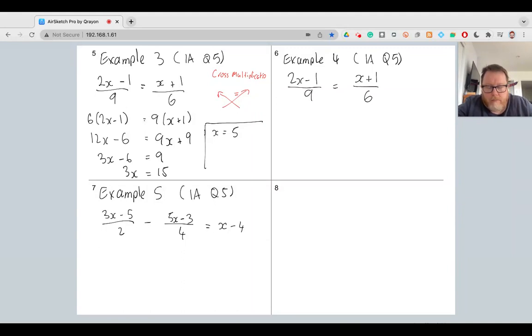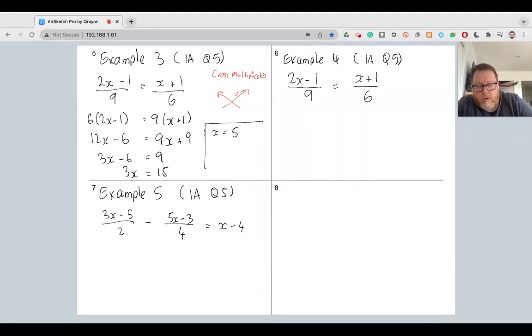Okay, example 4 for the quick of eye might notice that it's exactly the same equation as example 3. But again, a little bit more thinking beforehand will give you a more efficient process. So instead of cross multiplying by 9 and 6, multiply both sides by the lowest common denominator. We've got 9 on the left, we've got 6 on the right. So the lowest common denominator there is 18. So I'm going to multiply both sides by 18.